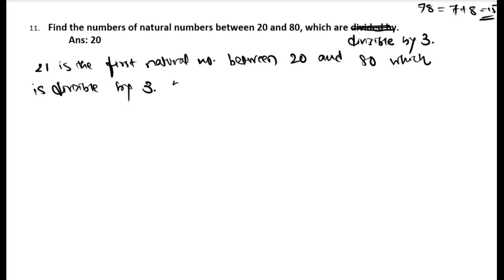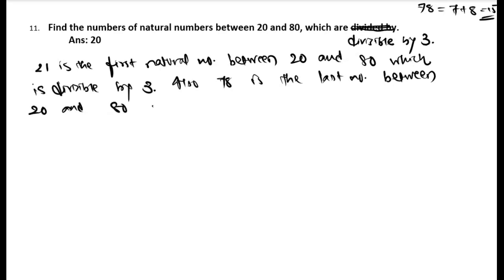So also 78 is the last number between 20 and 80 which is divisible by 3.